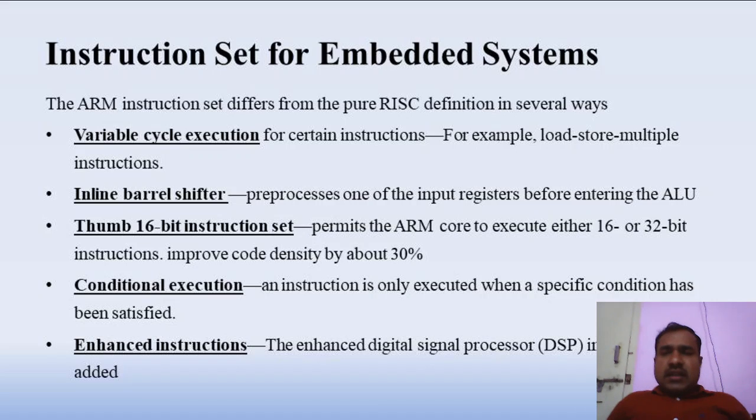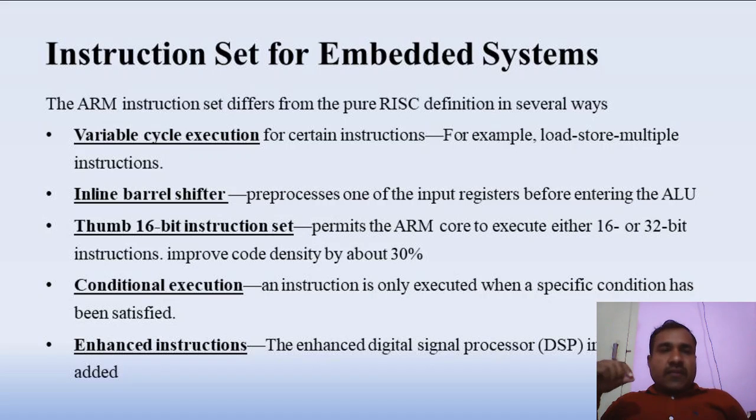The third quality of ARM that is different from RISC is the 16-bit Thumb instruction set. ARM has a 16-bit Thumb instruction set. By this, the ARM can store instructions as 32-bit instructions or 16-bit instructions. When it stores the instruction as a 16-bit instruction, it improves the code density by about 30%. We shall learn these things in the fourth chapter in detail.